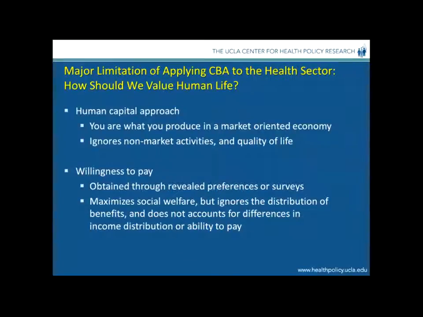There's also, in economics, what's known as willingness to pay. And this is even trickier because it's difficult to measure. You can obtain it through what's known as revealed preferences or surveys. Revealed preference simply means what people do as opposed to what they say they're going to do.